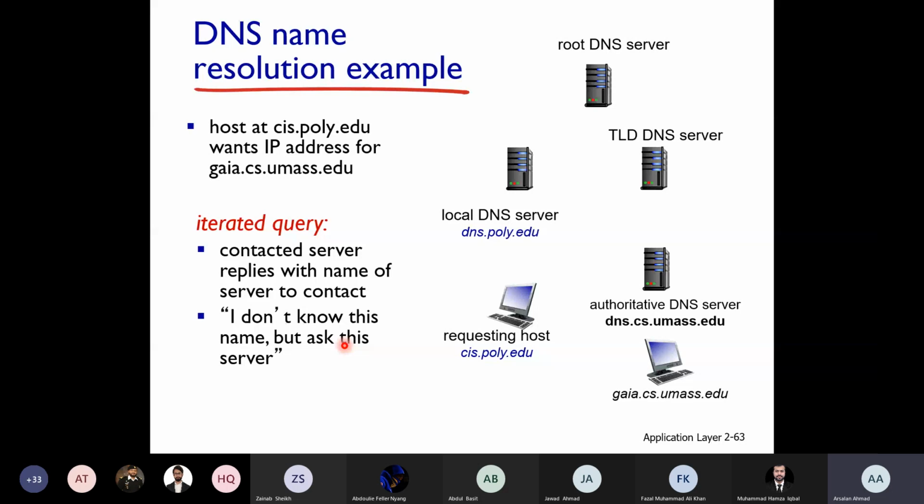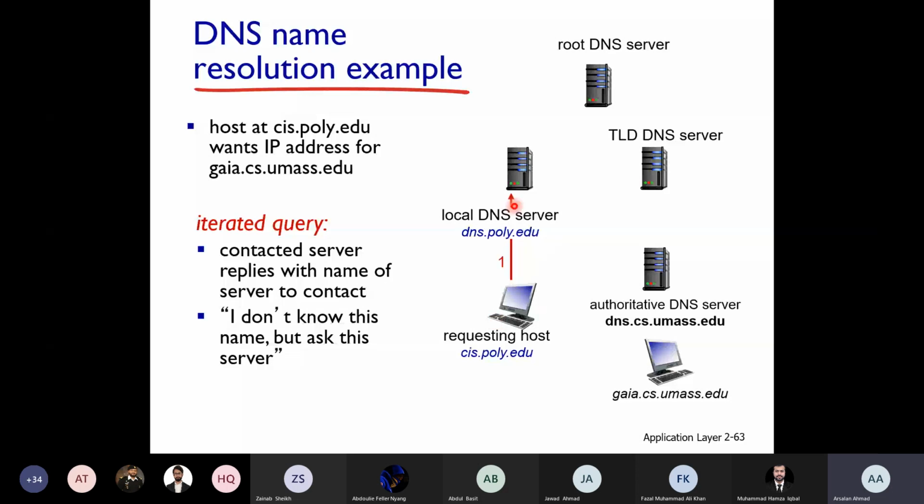That's the basic difference. The iterated one is the one in which the contacted server replies with the name of server to contact. So let's follow the whole process. The requesting host will not contact any of these servers in the hierarchy. The requesting host will only contact its own local name server. That, okay, the local DNS server, I am sys.poly.edu, and my query is that I want the IP address of gaia.cs.umass.edu.